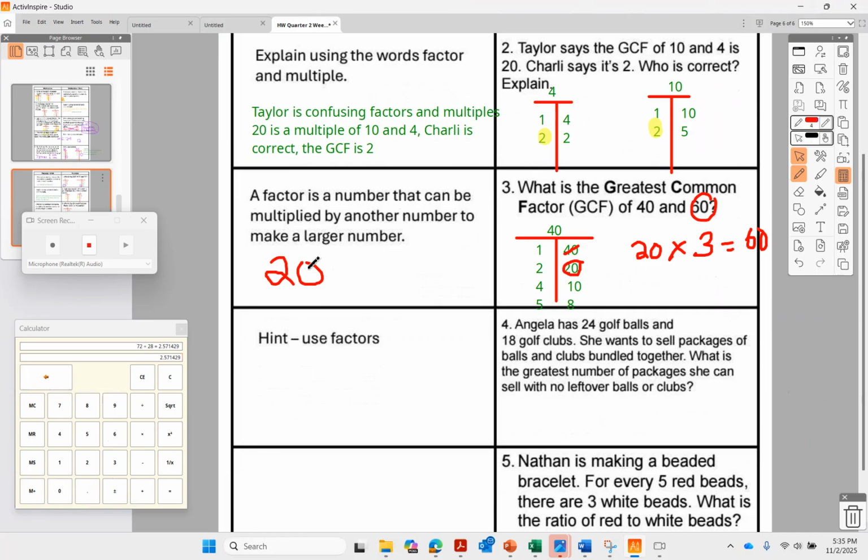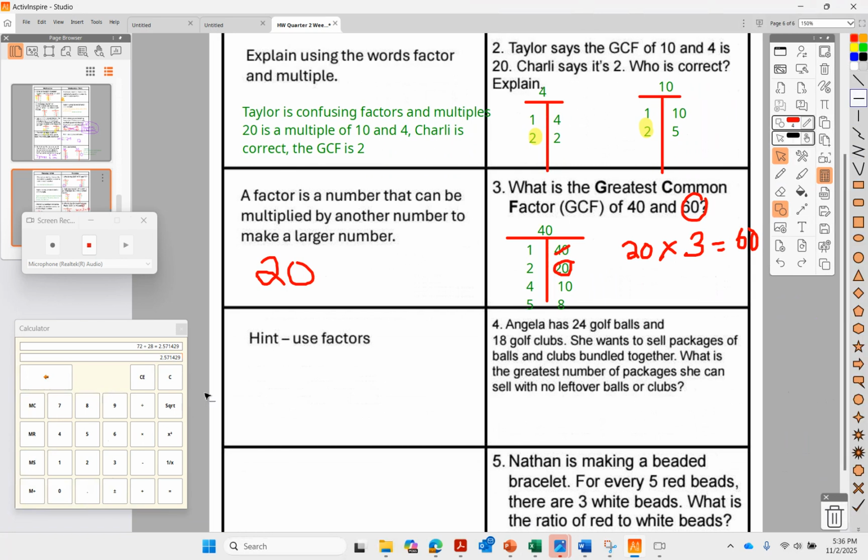Angela has 24 golf balls and 18 golf clubs. She wants to sell packages of balls and clubs bundled together. Like we've had these before, we might have been a little confused on them. Hopefully they're starting to make sense. We're going to use factors. And if you're not sure if you're using factors or multiples in a problem, when she's dividing them up into smaller groups, that's factors.